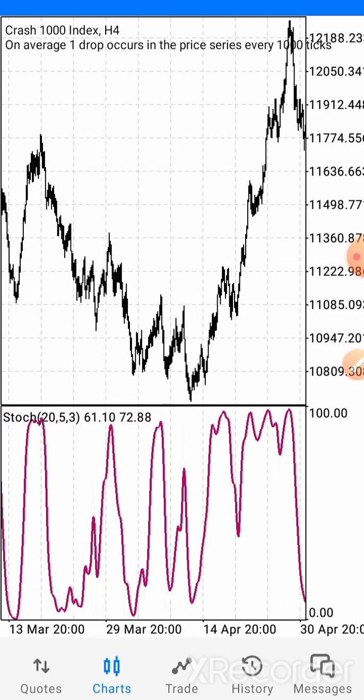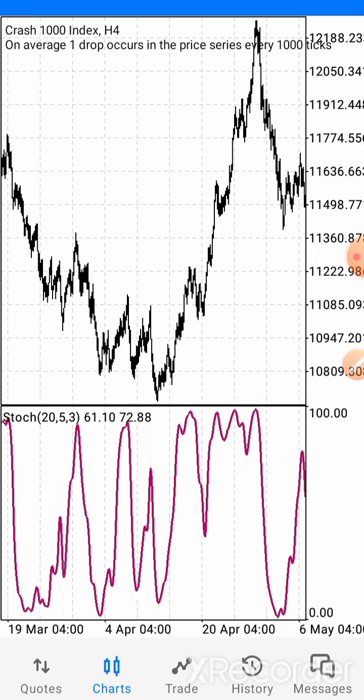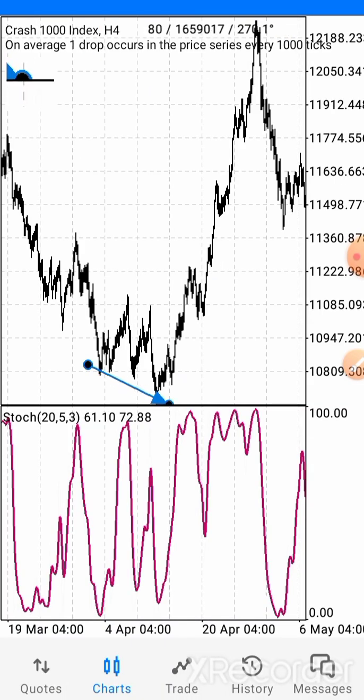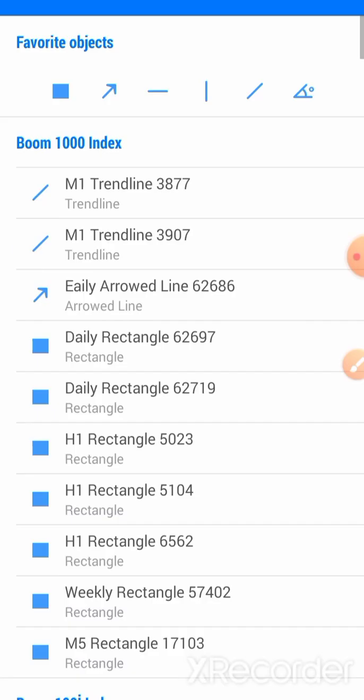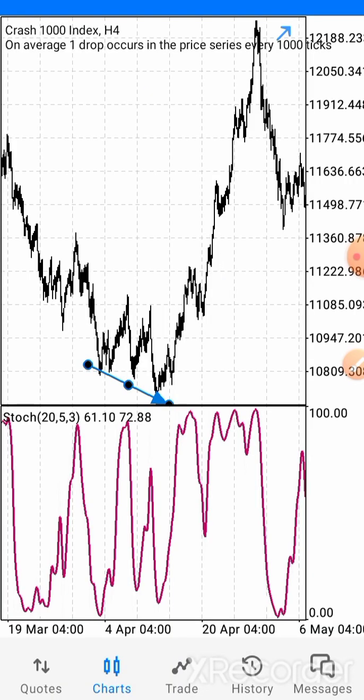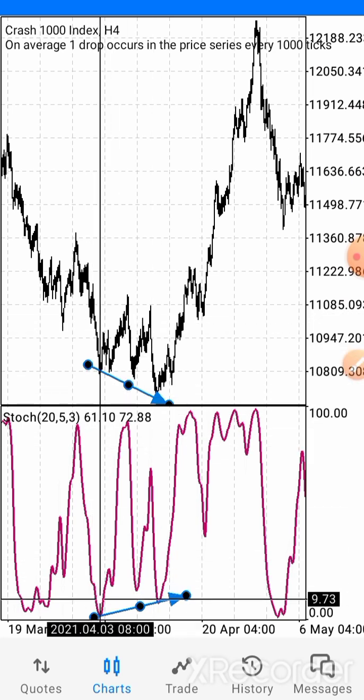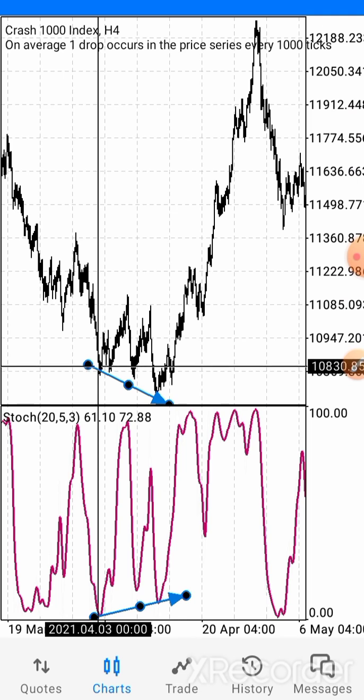So right here, we have another obvious change in direction, where price was trending downward, and then you see that the stochastic was going upward. Take notes. Look at the crosshair. This is the very point this is happening. This is the very point right here.